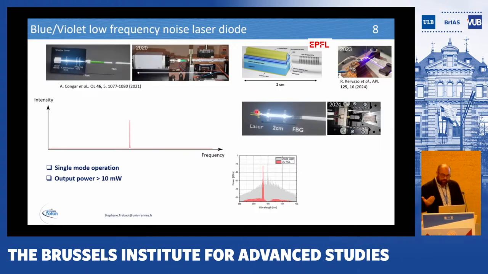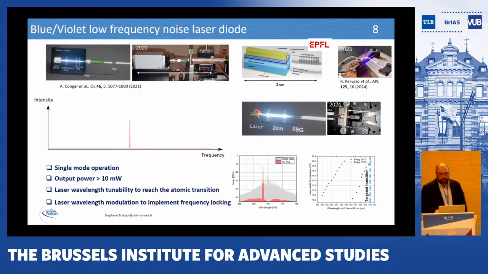And still in the idea of quantum technology and to target some atomic transition, we also implement some tunability based on temperature variation of the laser diode or even of the Bragg grating, and this allows us to tune the wavelength of the laser. And we also implement some fine-tuning by playing on the current to be able to implement some frequency locking of the laser onto atomic transition.